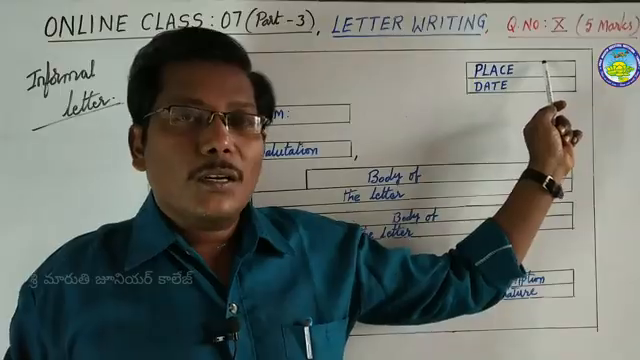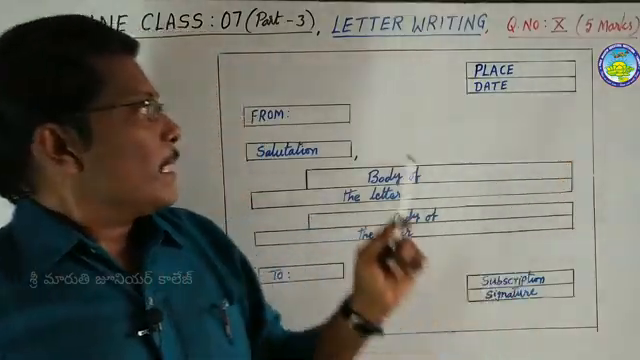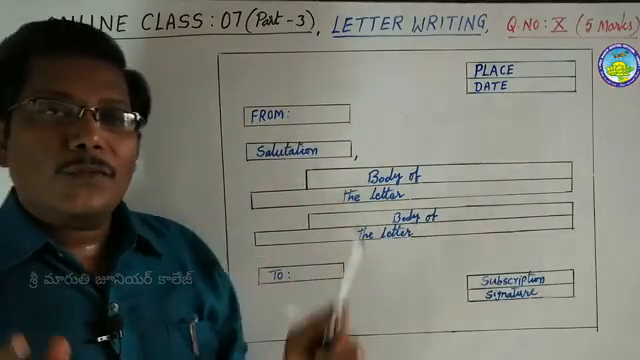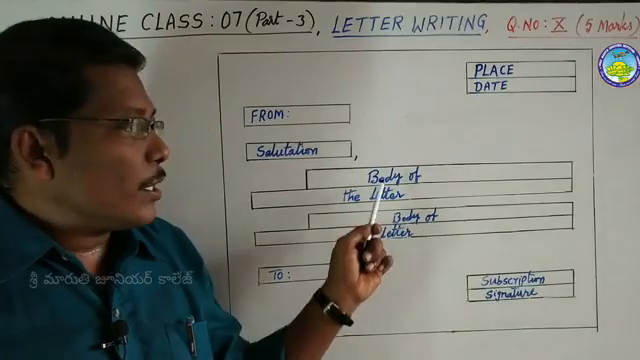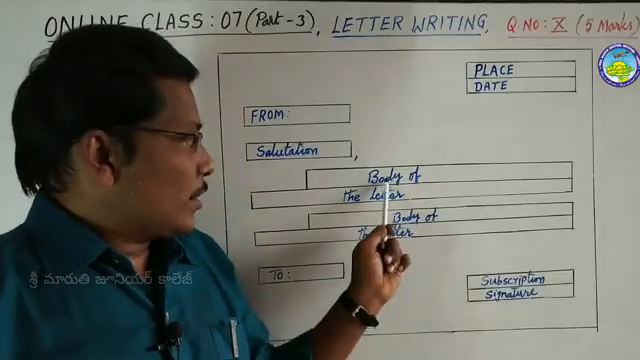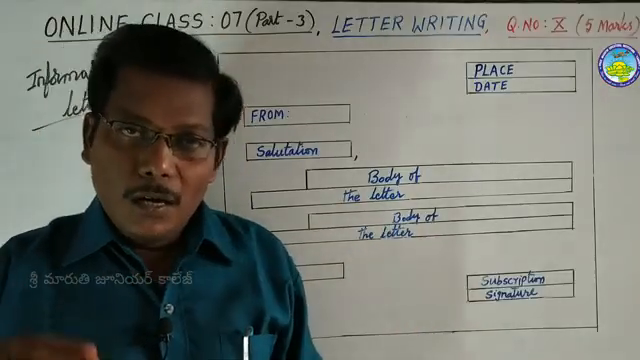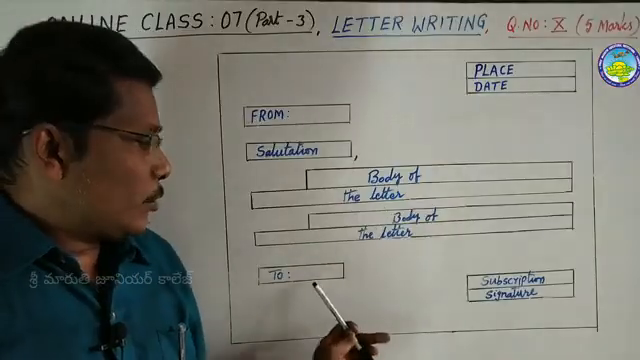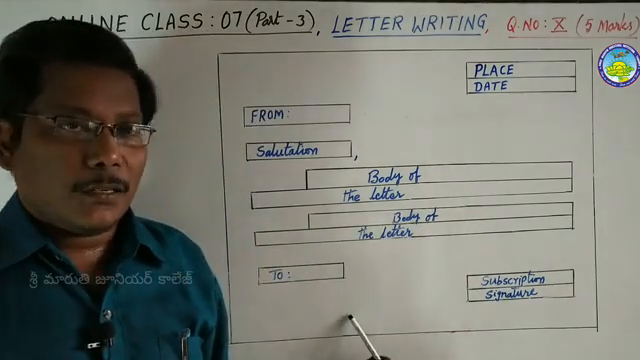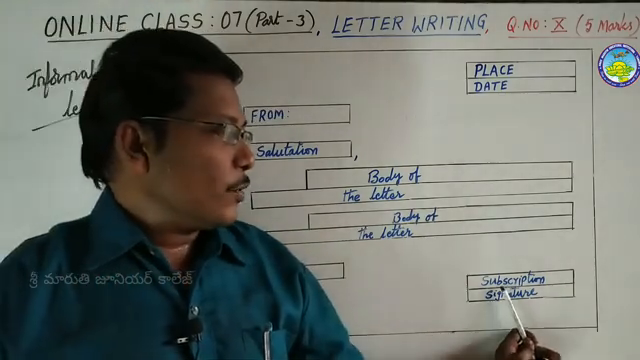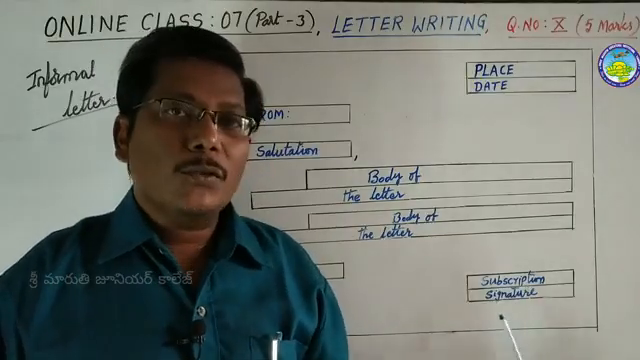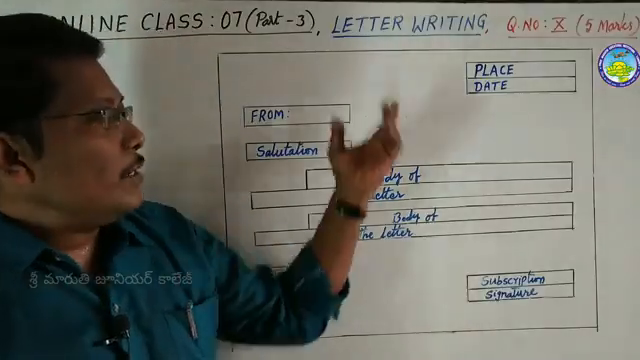On the left side top corner, place and date, and here the from address. After the from address you write the salutation. After writing the salutation, we need to present the body of the letter, that too in more than one paragraph. So this is one paragraph, this is another paragraph. After writing the body of the letter, we need to write the to address. The to address is the address of the person who is going to receive this letter. After writing this, we need to write the subscription, "Yours lovingly", "Yours dearly", like that. After writing this, you can put the signature. This is the format of an informal letter.